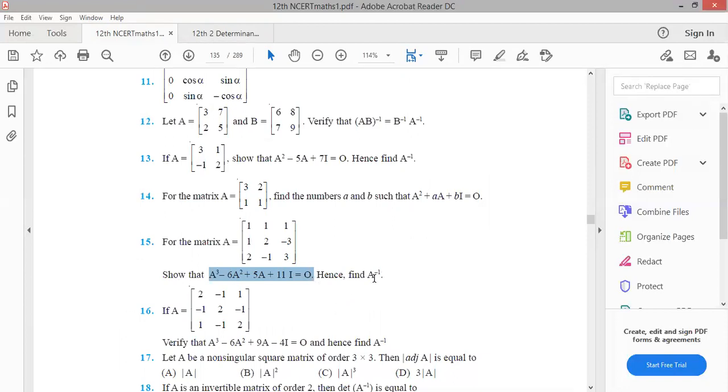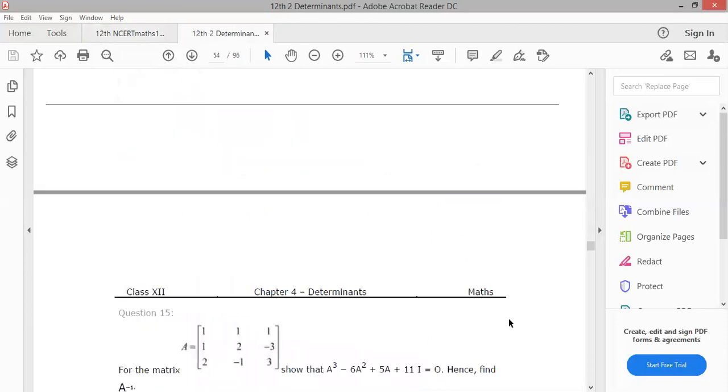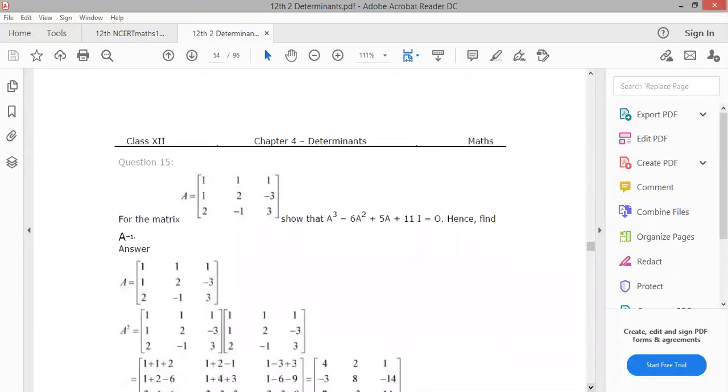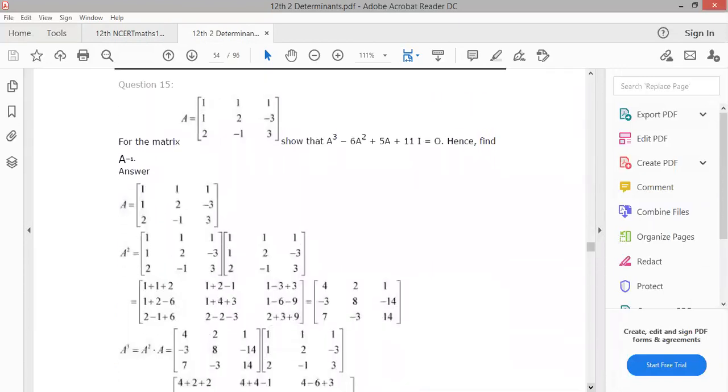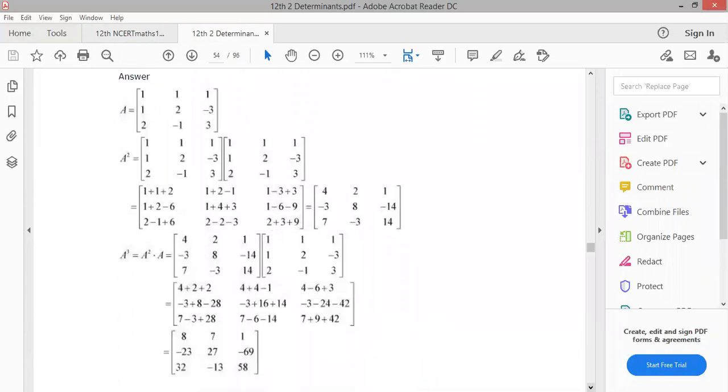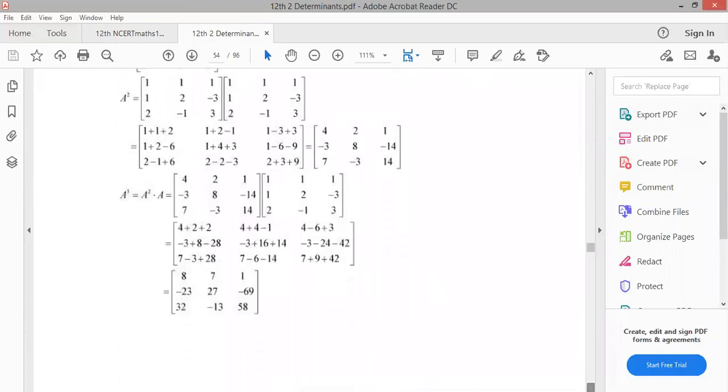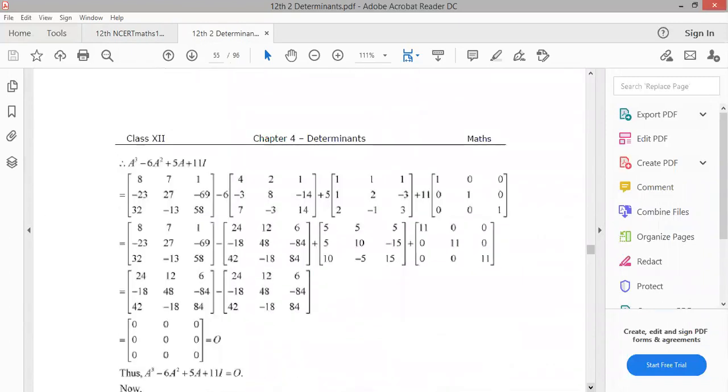After that, we'll post multiply by A inverse, and we will transfer all of the terms to the right hand side and keep only A inverse on the left hand side, and we'll find its value. Yes, it's solved here. It's question number 15. You can find this A square and this A cube. Yes, I have found it here. So the method is very important, that is how to solve the question. The calculations are very simple.